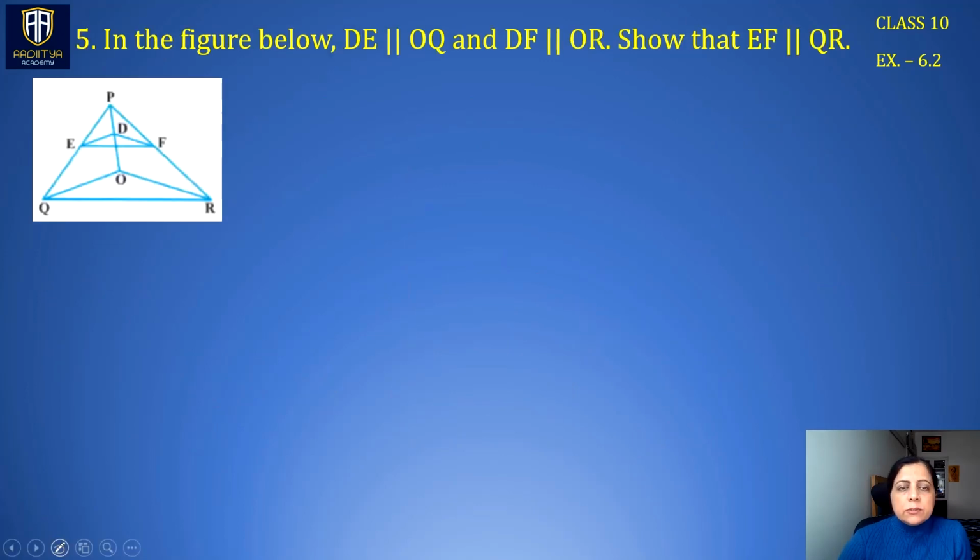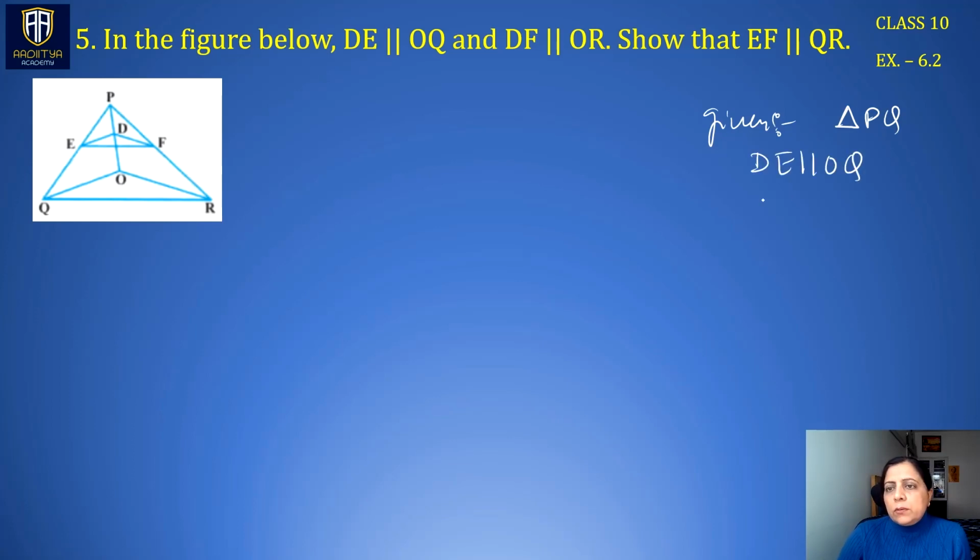This is the last question, which is also the same kind of question, right? So here, in triangle PQR, it is given that DE is parallel to OQ and DF is parallel to OR. What we have to prove is that EF is parallel to QR. Right? This is a very easy question.